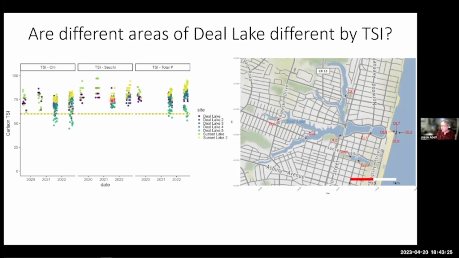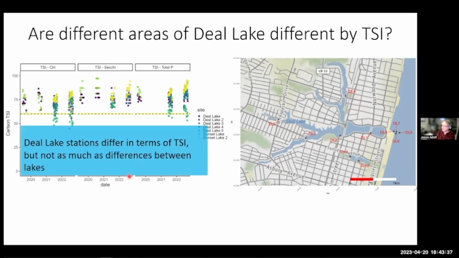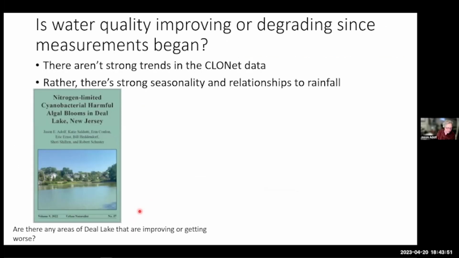But there's not that much variability among the stations that would make me say that in terms of trophic state index, the stations we sample are very different. So there are differences among stations within Deal Lake, but not as big as differences, say, between Deal Lake and Lake Takanashi or other lakes in the system. So, like I said, there's not strong trends in the data, but there's strong seasonality.